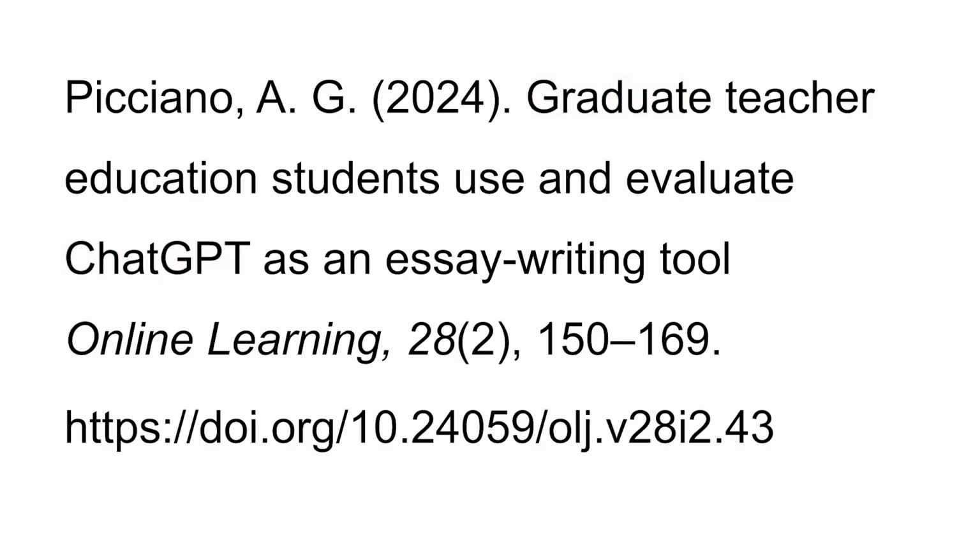Next, you'll need to list the journal's name in italics followed by a comma. Then include the volume number followed by the issue number. Please note that your volume number will be in italics, but the issue number will not. Next, include the page numbers. Finally, list your DOI link.